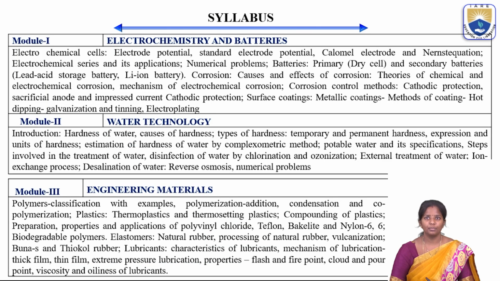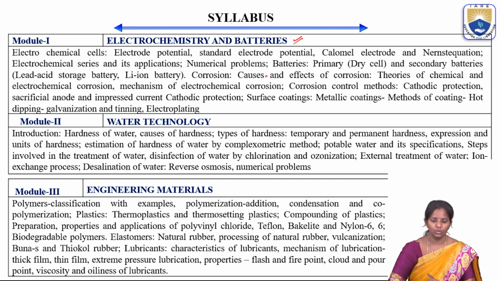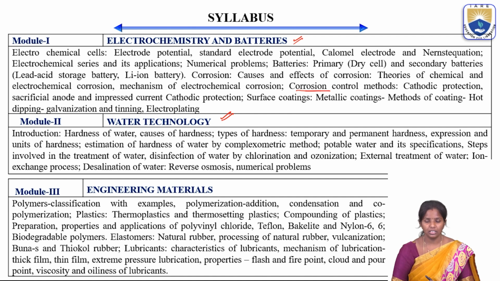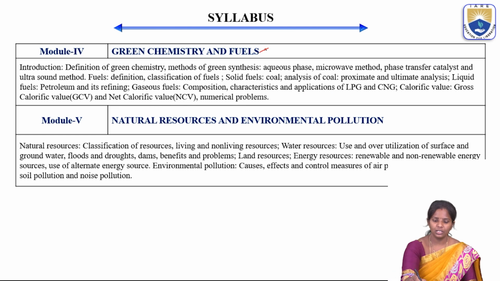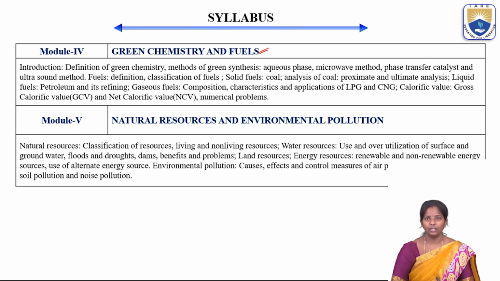So, this is the syllabus for chemistry for the BTech first year. Electrochemistry and batteries, including problems, and also the corrosion techniques that are being used. Then water technology, this is the second module, which has problems for hardness determination, different techniques for softening water. Then the third module includes engineering materials, polymers, classification and different polymers with examples. And the fourth module includes green chemistry and fuels with problem solving on calorific values.